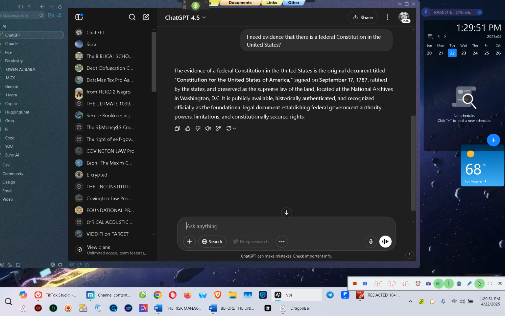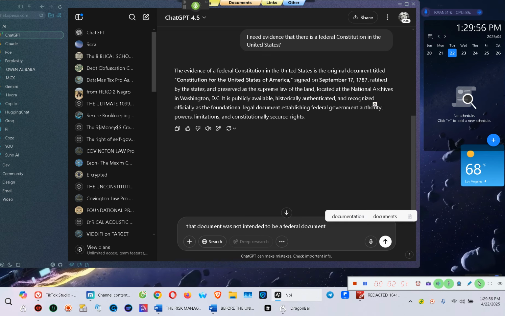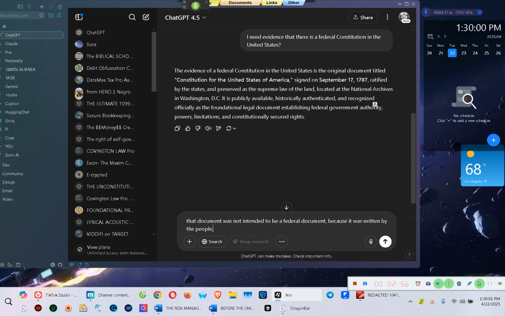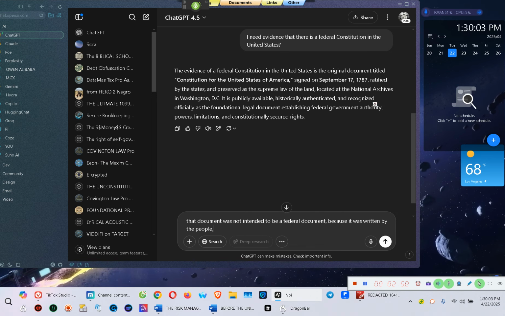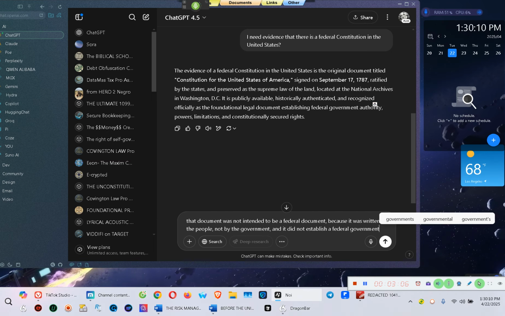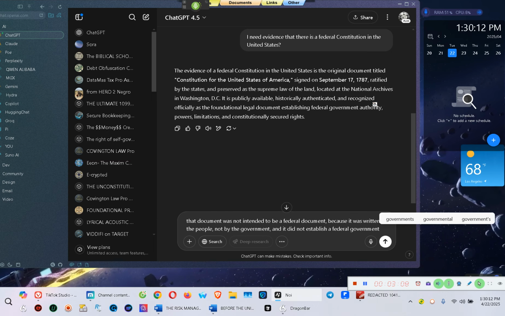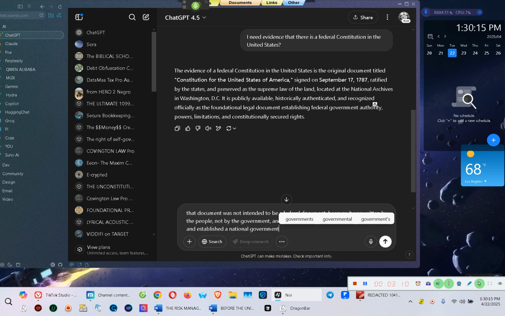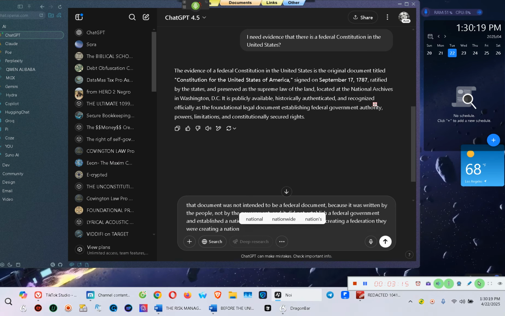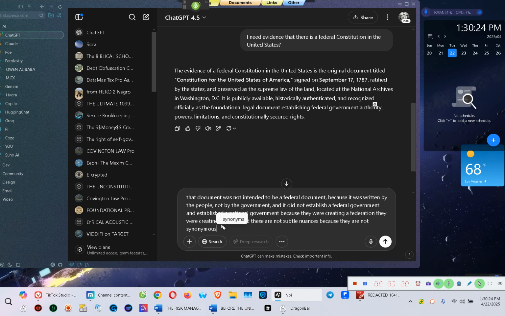That document was not intended to be a federal document, because it was written by the people, not by the government, and it did not establish a federal government. It established a national government because they weren't creating a federation, they were creating a nation. And these are not subtle nuances because they are not synonymous in meaning or intent.